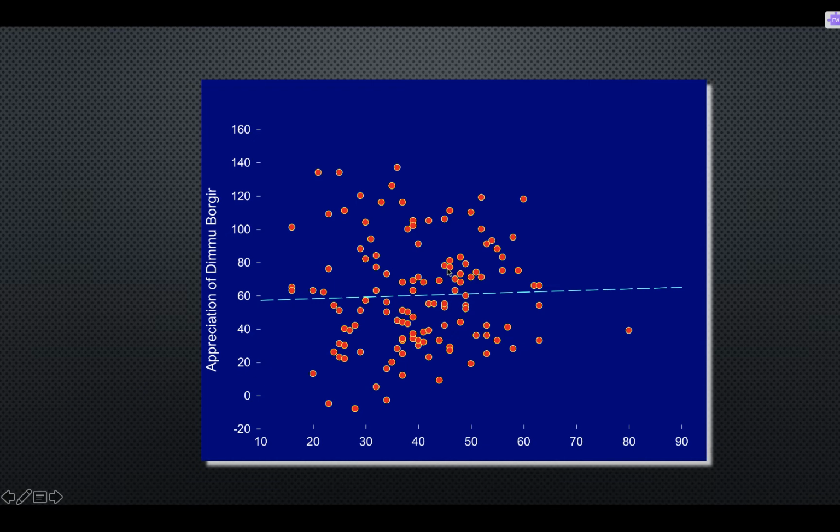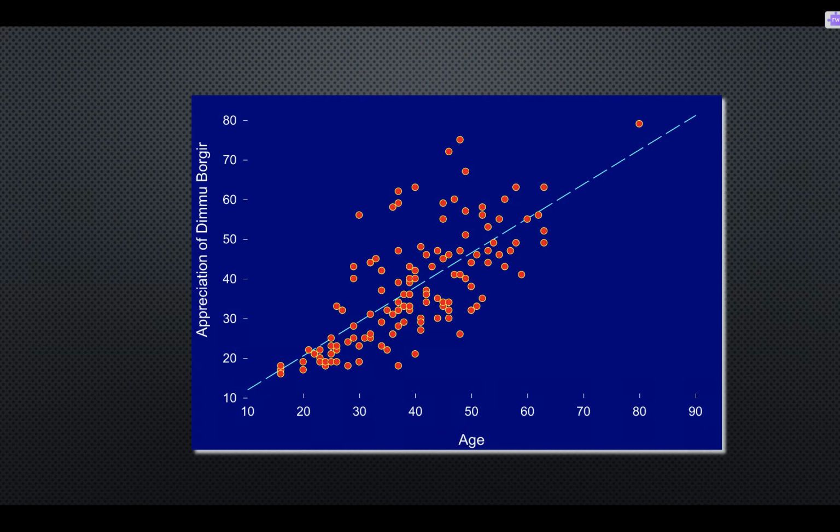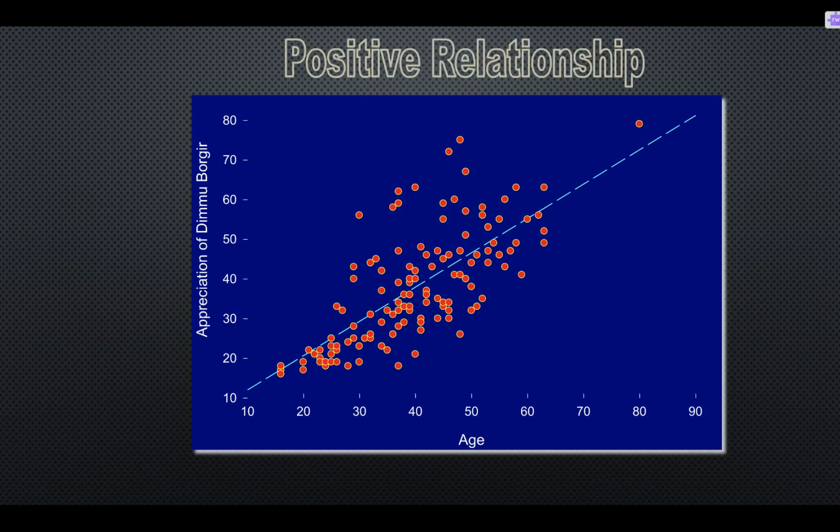This is a scatter plot. This is a very small relationship or no relationship. Your number would basically be 0, or it could be 0.001. It's going to be very close to 0, and we'll go over that in a few minutes. This scatter plot shows us a positive relationship, okay?